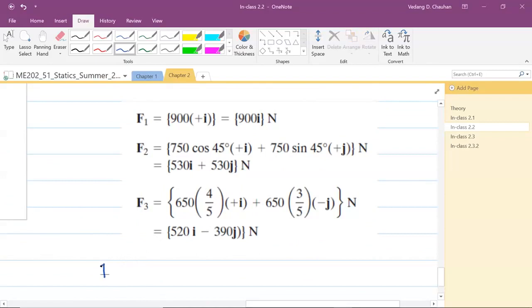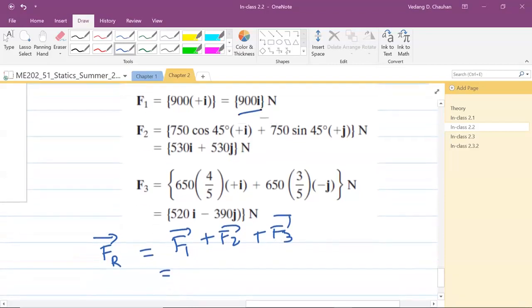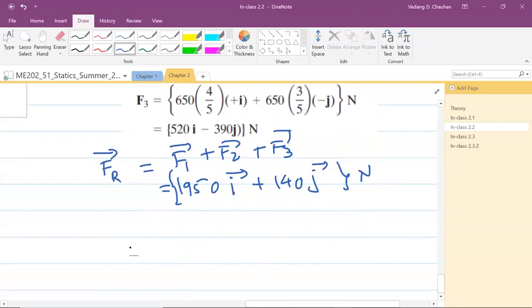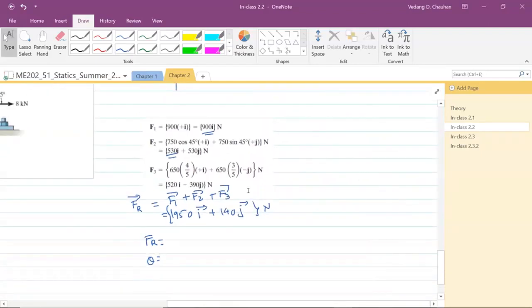And it has not been asked, but if we need to calculate the resultant force Fr, then we can add F1, F2, and F3 together. So it is F1 plus F2 plus F3, and just combine I parts together. So it's 900 plus 530 plus 520. So that is 1950 I. And then for J, it is 530 minus 390. So that is plus 140 J, and bracket, and the unit is Newton, and that is the resultant force. You can also calculate the magnitude and angle of the resultant force using the equations we have applied in the previous class exercise.